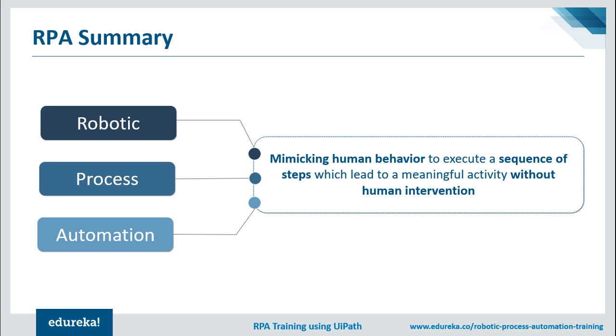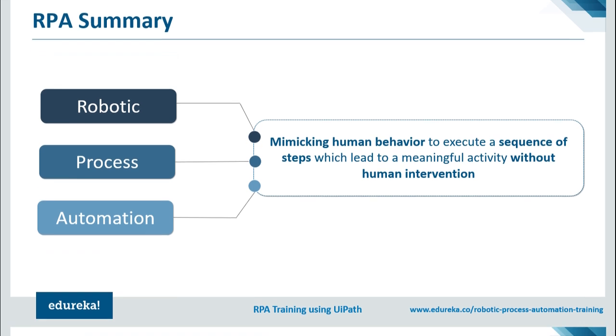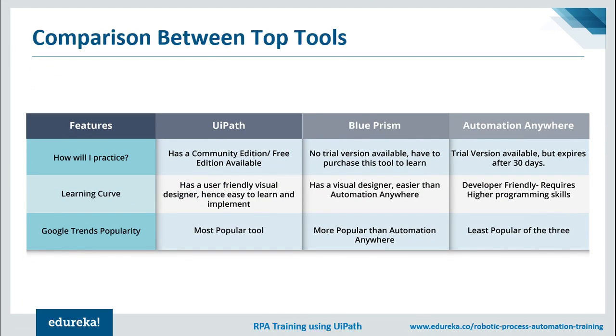Now to implement the RPA technology, you need various tools, right? In today's market, the top tools present are UiPath, Automation Anywhere, and Blue Prism. So I'm going to compare the top tools. Starting with UiPath, UiPath offers a community edition that is basically a free edition, right? Anybody who wants to learn how to automate tasks, or who wants to understand the process of automation, can start with UiPath.